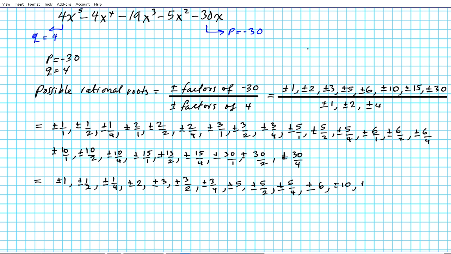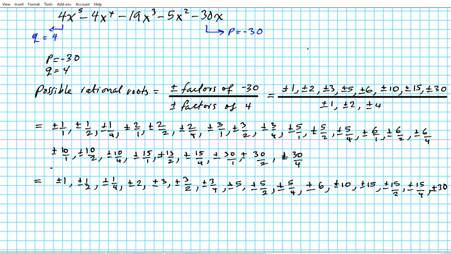Plus or minus 15 over 1 is plus or minus 15. Plus or minus 15 over 2. Plus or minus 15 over 4. Plus or minus 30. Plus or minus 30 over 2 is 15, already accounted for. Plus or minus 30 over 4 reduced by 2 is 15 over 2, already accounted for. Okay, so we have 1, 2, 3, 4, 5, 6, 7, 8, 9, 10, 11, 12, 13, 14, 15, 16, plus or minus, a total of 32 possible rational roots for this polynomial equation.